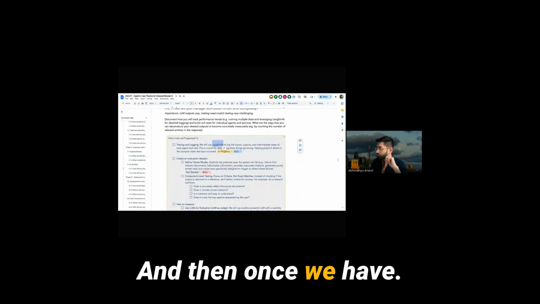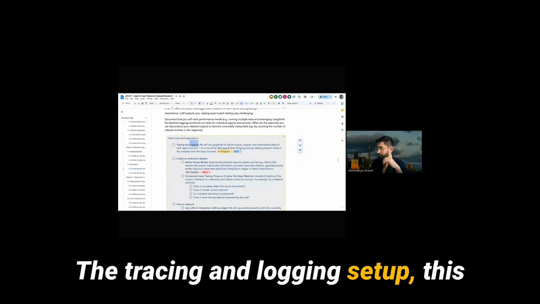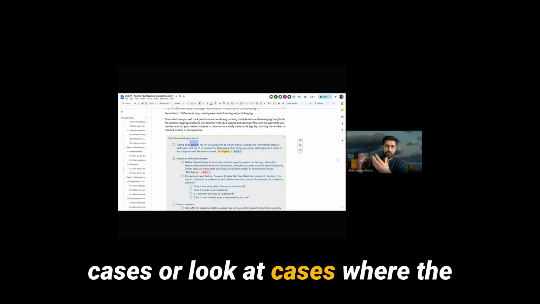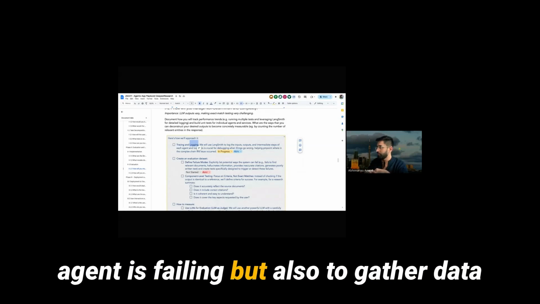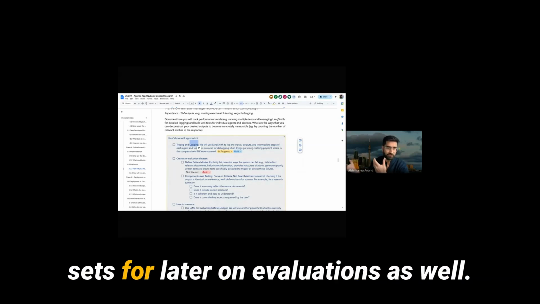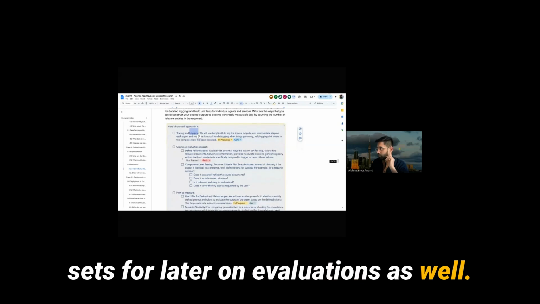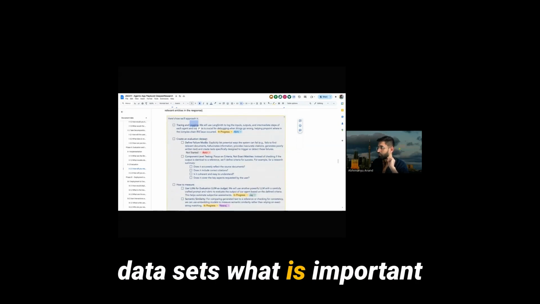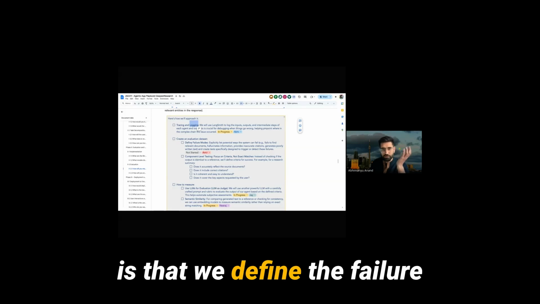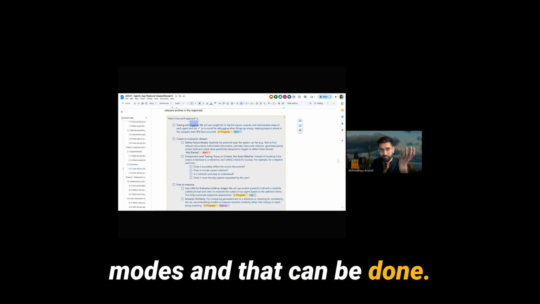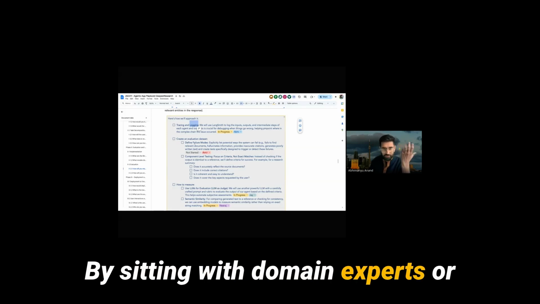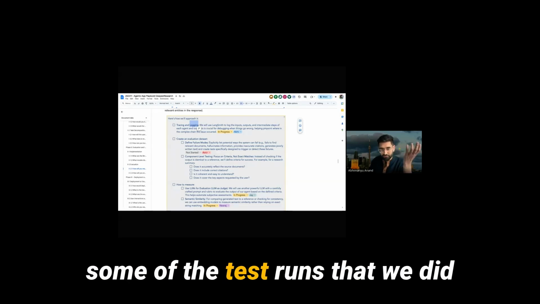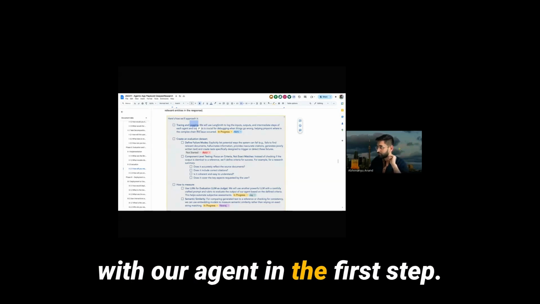Once we have the tracing and logging set up, this will help us not only look at failure cases, where the agent is failing, but also to gather datasets for later evaluations as well. In terms of creating the evaluation datasets, what is important is that we define the failure modes. That can be done by sitting with domain experts, or by looking at some of the test runs that we did with our agent in the first step.